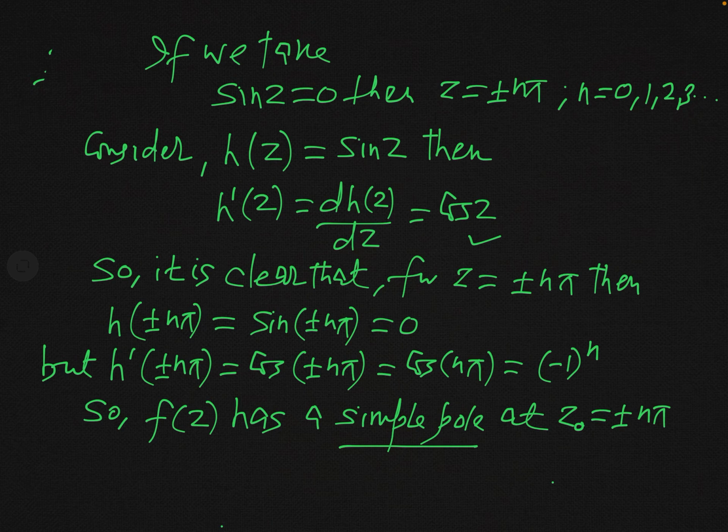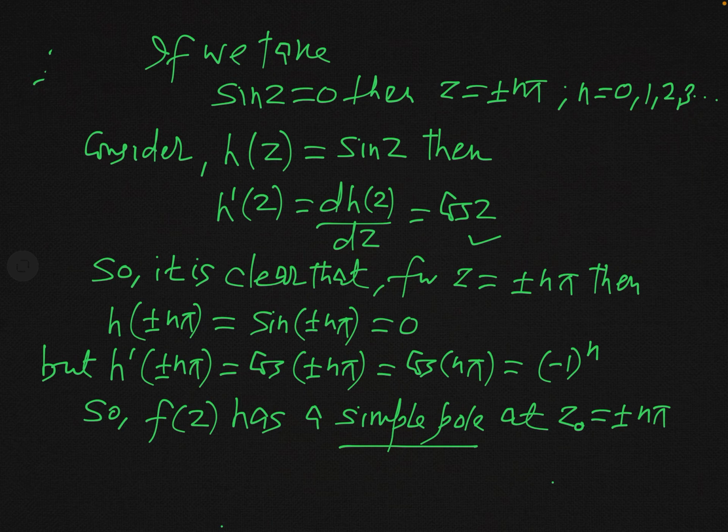We have learned it in the technique while studying the calculation of residues. So if we take sin z equal to 0, then you can see this z will be simply plus minus n pi. Actually, this is the general value of z which will satisfy sin z equal to 0. And if z equal to plus minus n pi, the values of n are 0, 1, 2, 3 and so on.